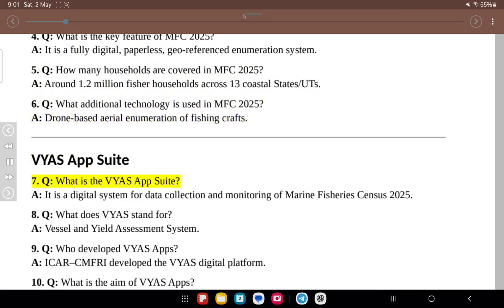Vyas App Suite. 7. Q. What is the Vyas App Suite? A. It is a digital system for data collection and monitoring of Marine Fisheries Census 2025. 8. Q. What does Vyas stand for? A. Vessel and Yield Assessment System.